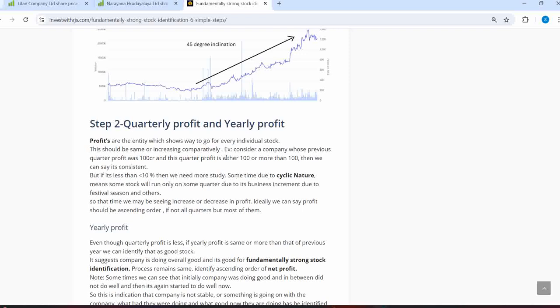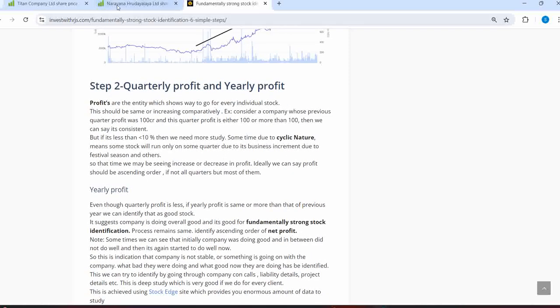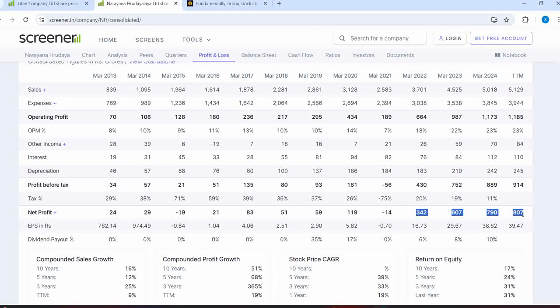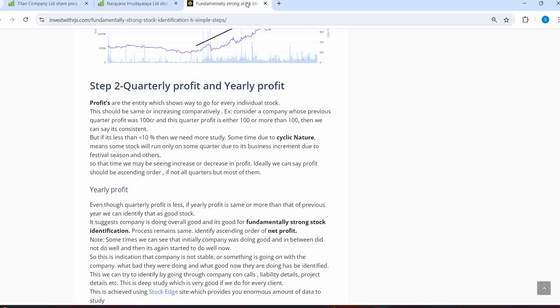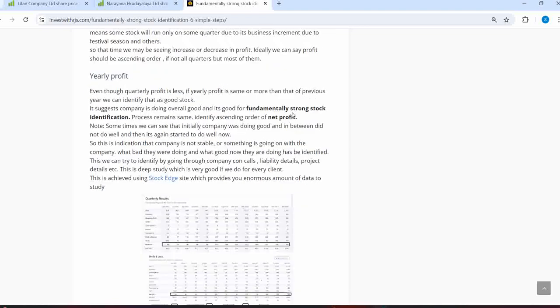So quarterly profit and yearly profit, even if it is just matching, then also it is fine for us. Like if it is 790 and the previous year also it was 790, then that is good. But once it goes to a much lesser amount, that is where we have a problem. That is where we have to keep an eye on the company, why it has done bad. I'll tell you how we can see what went bad with the company later. So this is the second step: quarterly profit, yearly profit.